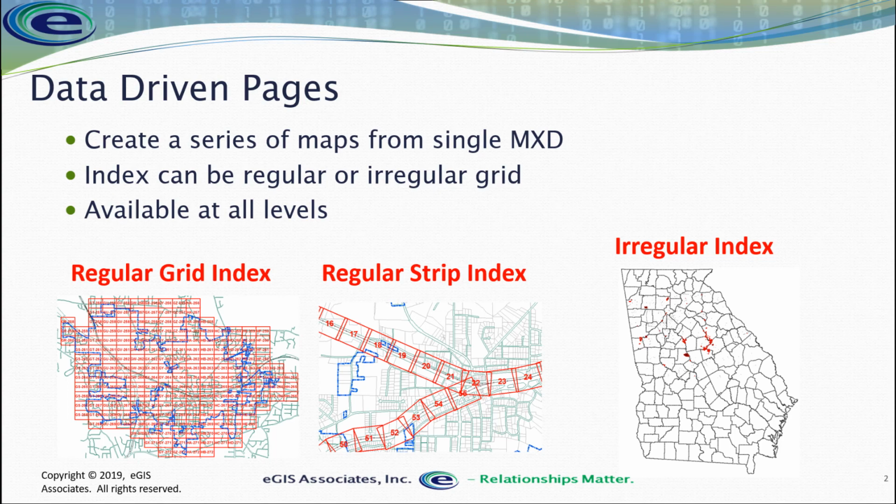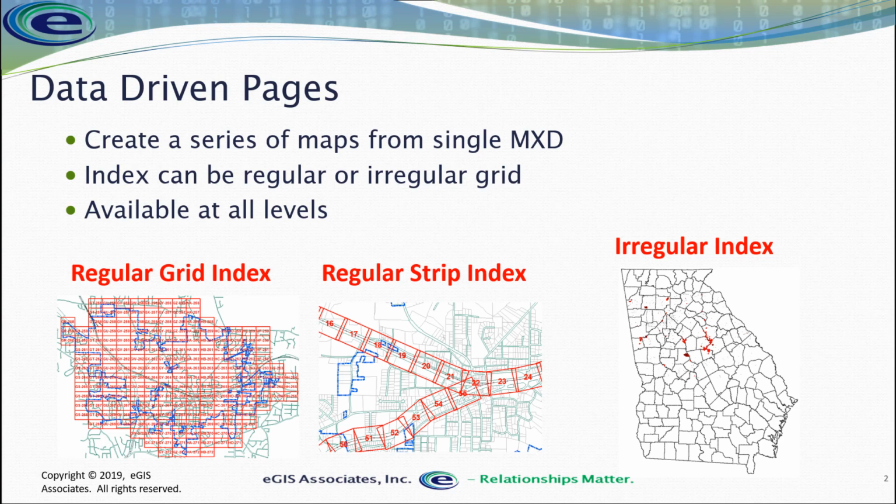There are several different types of indexes that you can use. You can do a regular grid index. You can do a regular strip index. Or you can do an irregular index. And you can use any and all of these, and it doesn't matter which license level you have, whether it's basic, standard, or advanced, you can access the data-driven page functionality. But at the core of that is the index.